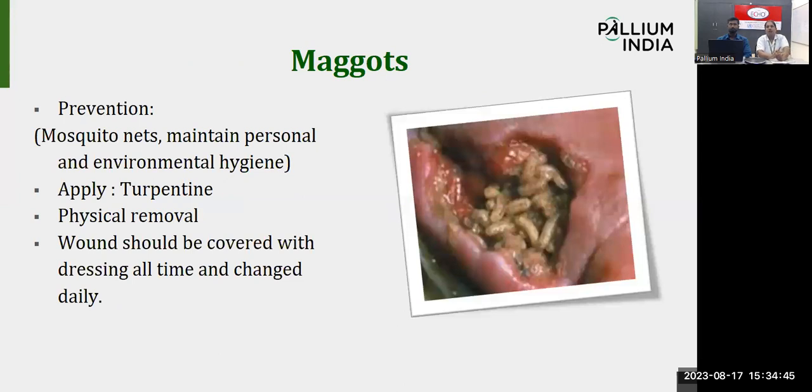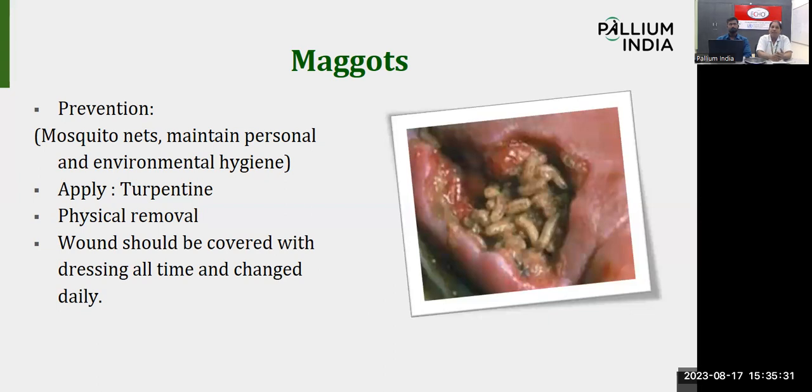Then maggots. This is also frequently seen in a fungating wound or any wound which is not protected or dressed properly, leading to a housefly sitting on it and laying eggs on that area, and small maggots will develop. So how can we prevent it? By using mosquito nets, maintaining personal hygiene, and also environmental hygiene. Whenever a patient has a fungating wound or any kind of wound, we have to educate them regarding the use of mosquito nets and maintaining environmental hygiene and personal hygiene in order to prevent this maggot formation, right?